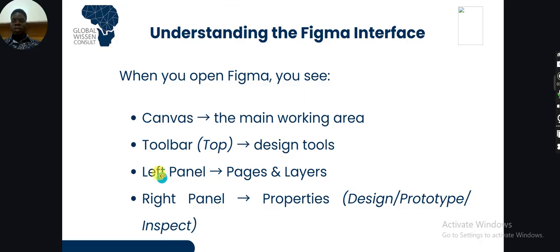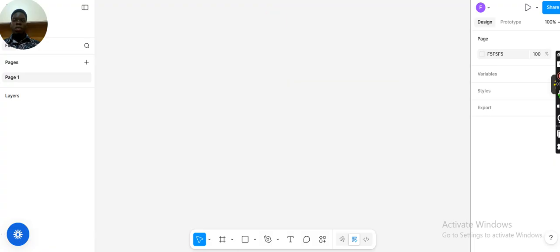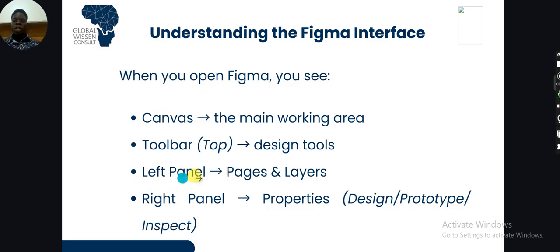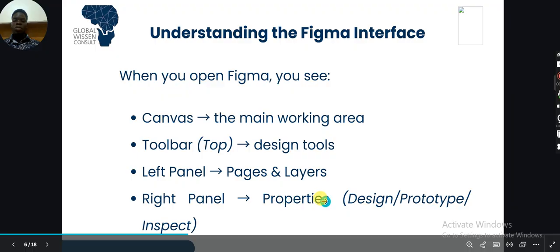Now, which other aspect? The toolbar. The toolbar might either be at the top or at the bottom. This is the toolbar. This is where I have different tools. I'm still going to explain all these tools. What is the next one? We have the left panel for the pages and layers, and the right panel for the properties.